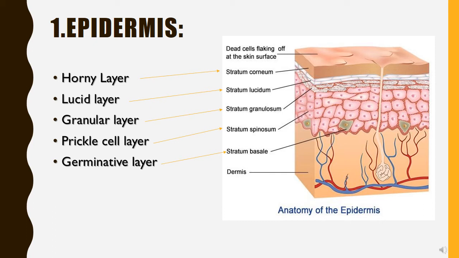The last layer is the germinative layer, stratum basale or stratum germinativum. It consists of a single layer of prismatic columnar cells arranged like a palisade. Between these cells there are slit-like spaces called intercellular bridges. The cells of the germinative layer contain melanocytes, which produce the melanin. Like we said before, our skin color depends on the amount of melanin.